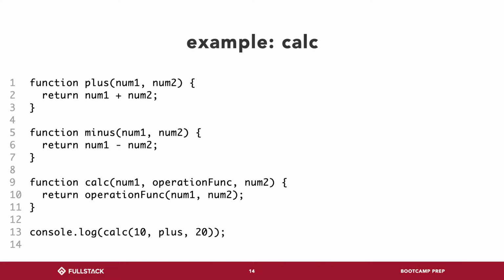Function minus, doing the same thing except subtracting, right? This is simple stuff. Now we have a function calc. Calc is going to take in num1. It's going to take operation func, so this is probably a function, and it's going to take a second number. And it's going to return operation func, whatever that function being passed into this is, and it's going to invoke that with num1 and num2. So, if we console log calc invoked with 10, plus, and 20, we should see 30.